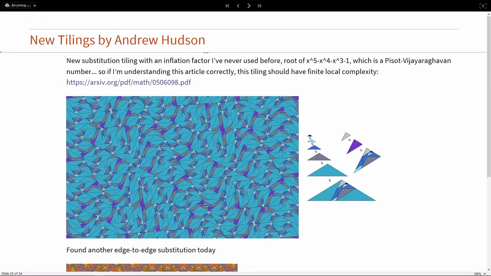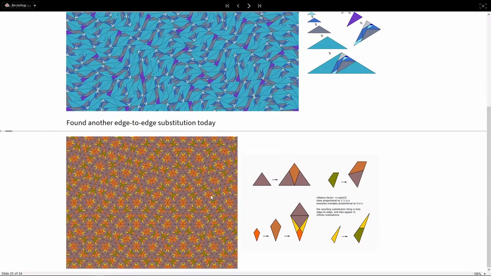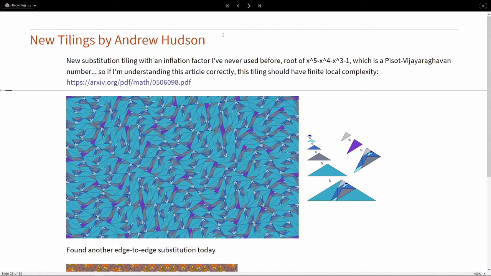Andrew Hudson recently found some new tilings, as shown here. And I haven't yet added these to my catalog of substitution tilings. And this is sort of a note to myself to do that. So here's one of the two that he found, which is based on a algebraic number that hadn't been used before in a substitution tiling. And here's a new substitution tiling based on the square root of 3. Sort of a note to myself, add these to the big catalog.